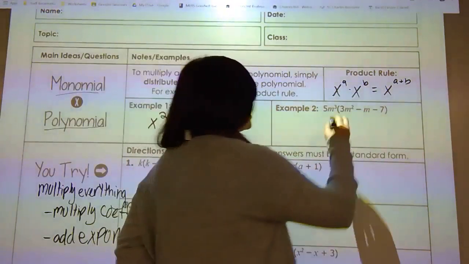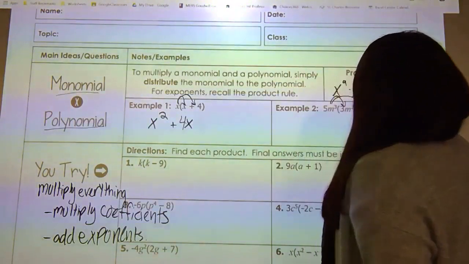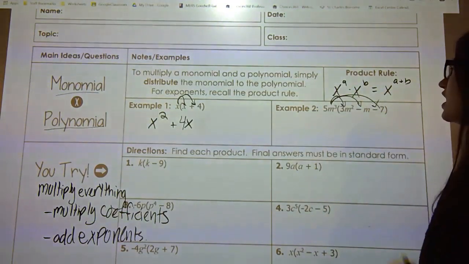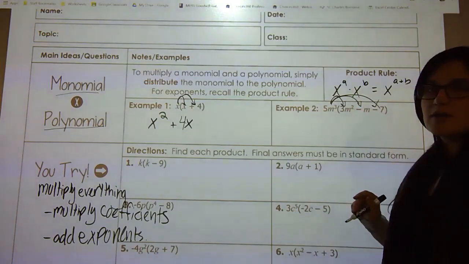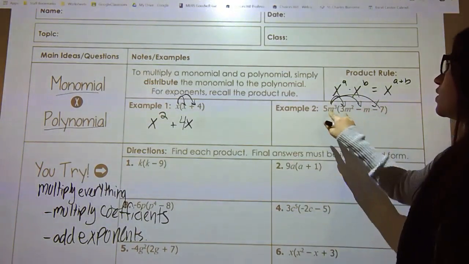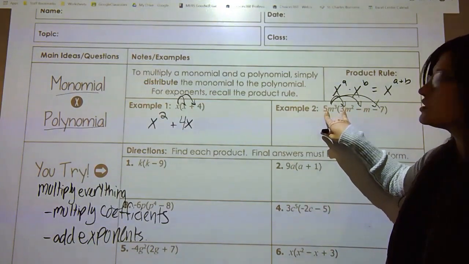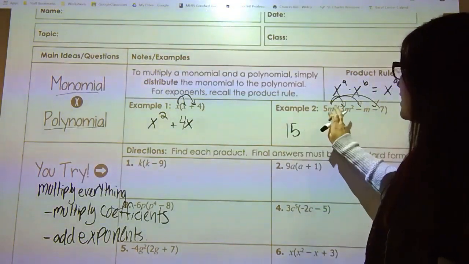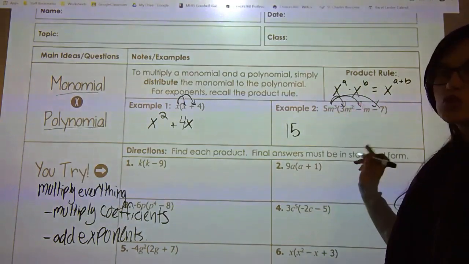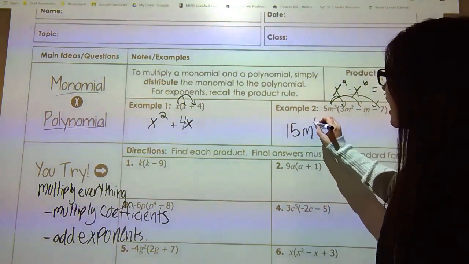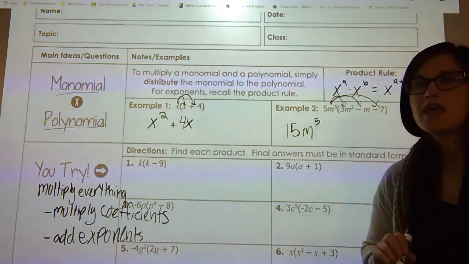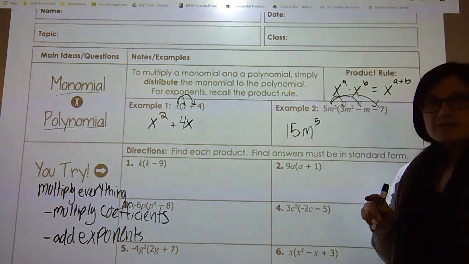Okay, example number 2. We got this monomial out here, 5m cubed is a monomial, and I'm going to distribute it to each term inside of this polynomial. We always want to multiply coefficients, so I have 5 times 3 is 15. m cubed times m squared gives me m to the 5th. Add those: m to the 5th. I said 5 and wrote 6. So you always add those exponents together.